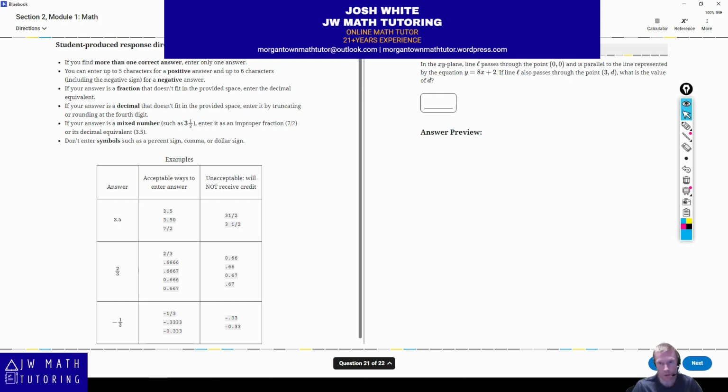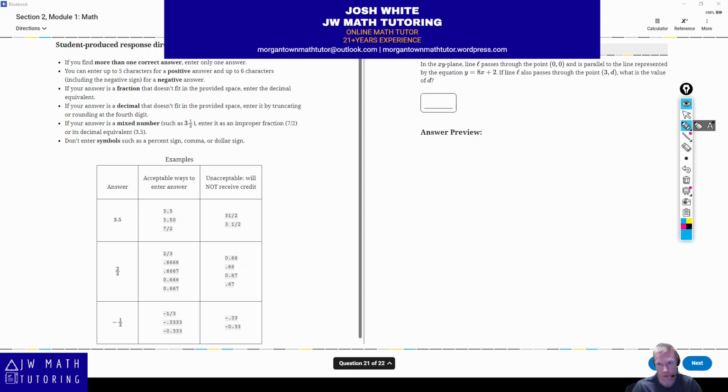All right, question number 21, another student-produced response question. In this one, we have a line which goes through the origin and is parallel to this other line, y equals 8x plus 2. This line then goes through the point 3 comma something, and they want to know what the y coordinate is that is associated with the x coordinate of 3. So this one's really actually not that difficult.